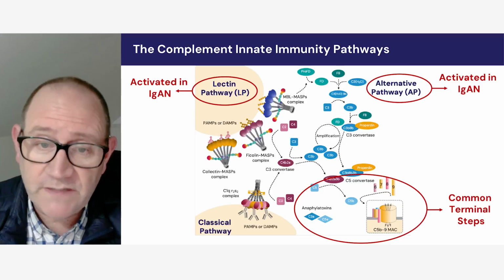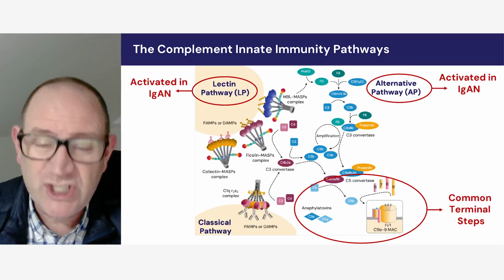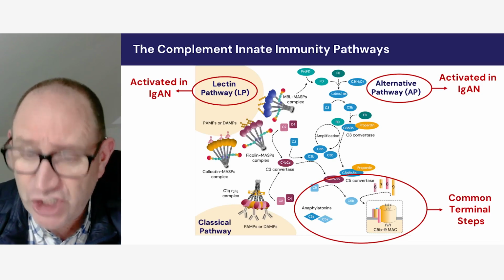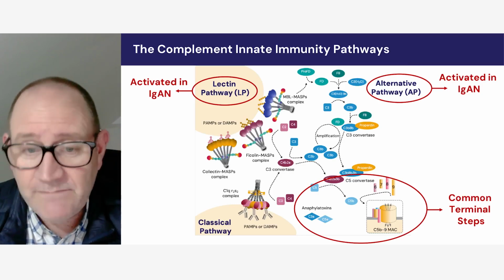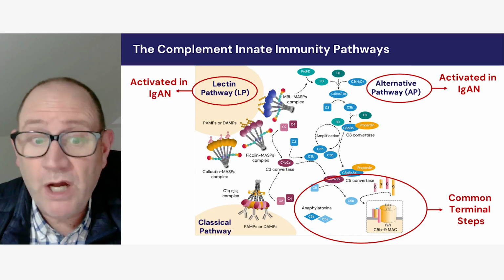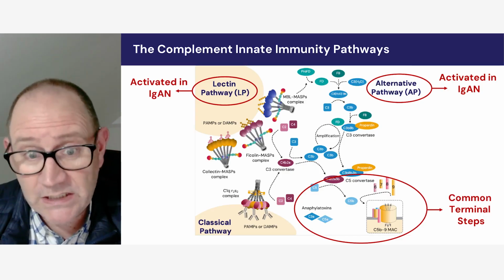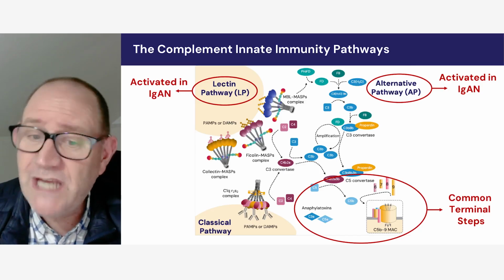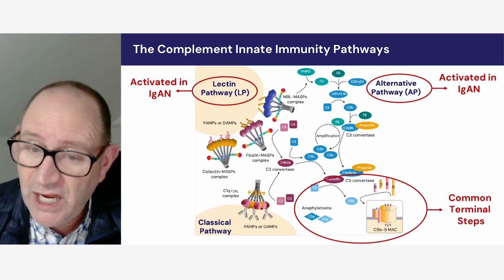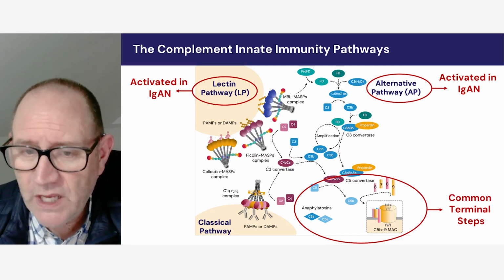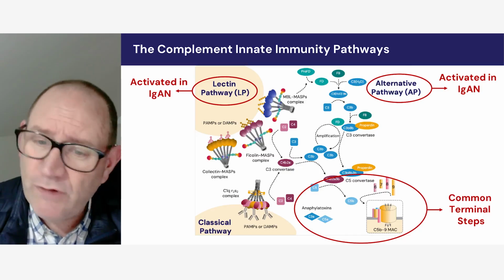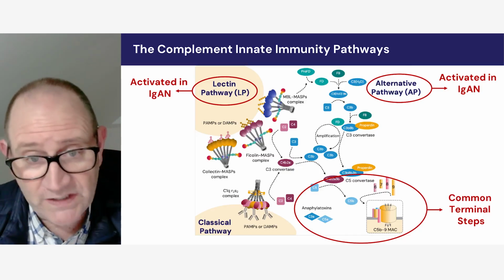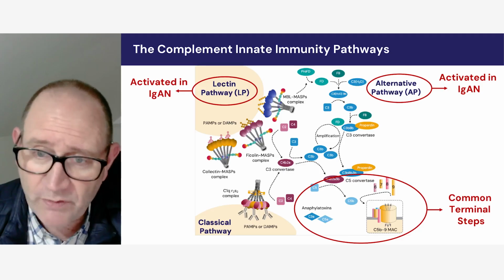I'm sure you remember from medical school that the complement system can be activated through three distinct pathways. The classical pathway, which is predominantly immune complex, IgG immune complex driven. The lectin pathway, which is through recognition of carbohydrate groups by lectins. And the alternative pathway, which is always ticking over, waiting to amplify the complement activation if we come across a microbial pathogen. Now, when we think about IgA nephropathy, we've got very clear evidence that the lectin pathway is activated and the alternative pathway is activated.